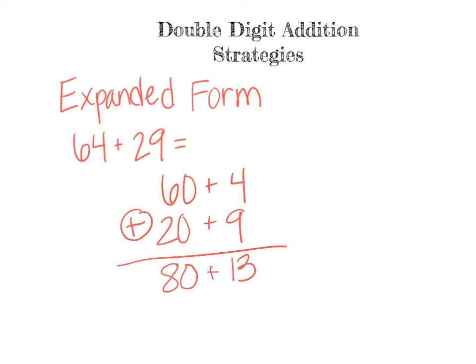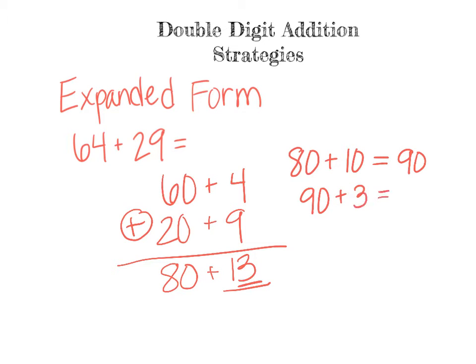So I'm going to break the number 13 apart, and I'm going to add 10 to 80 first. So I'm going to do 80 plus 10, and I know that that equals 90. Then I need to add the 3. So I'm going to do 90 plus 3. And I get 93. And I can also, I'll show you how to do it the other way as well.